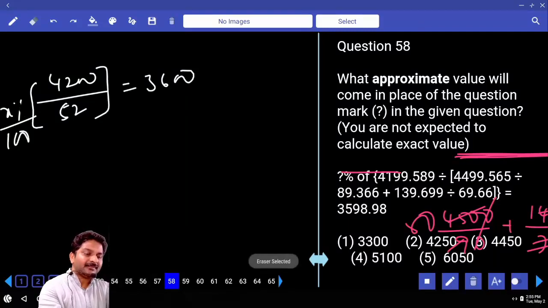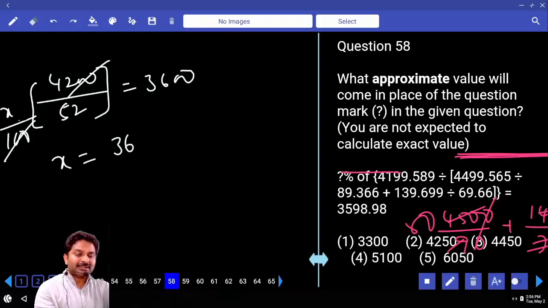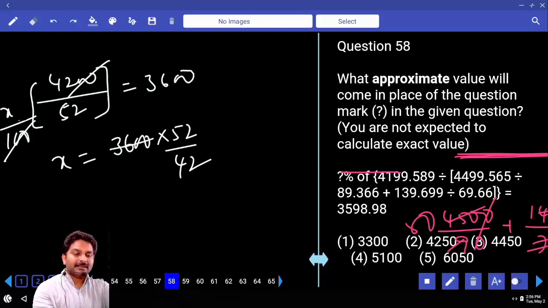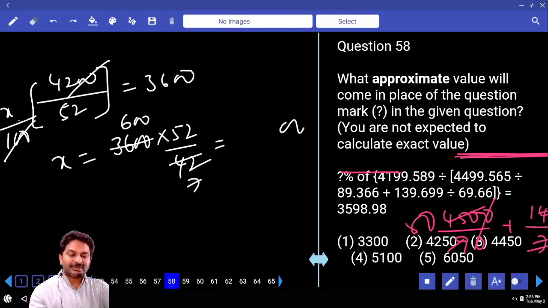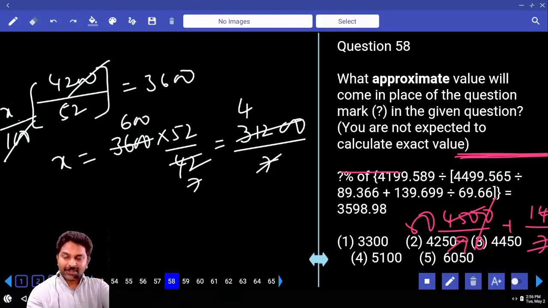Can I delete the percentage symbol and write by 100? Speak up. 2 zeros get cancelled. Then x is equal to 3600 into 52 by 42. Okay? 600 times, 7 times. 2 zeros we have. 6 into 52. 312 by 7. 7, 4 times. 28. 32. Again 4 times. I think it is done.